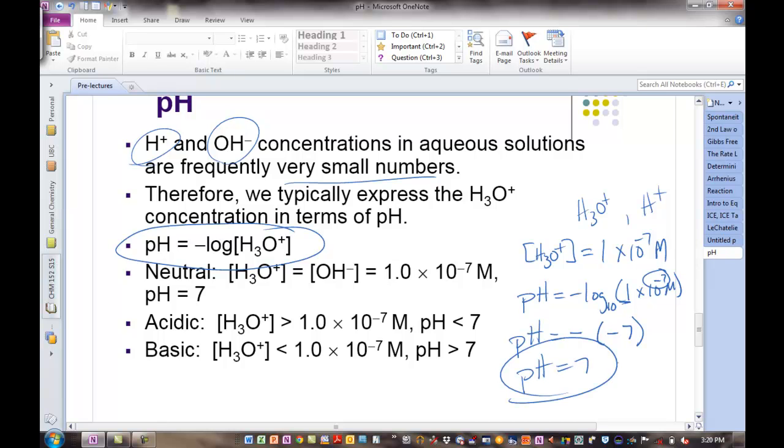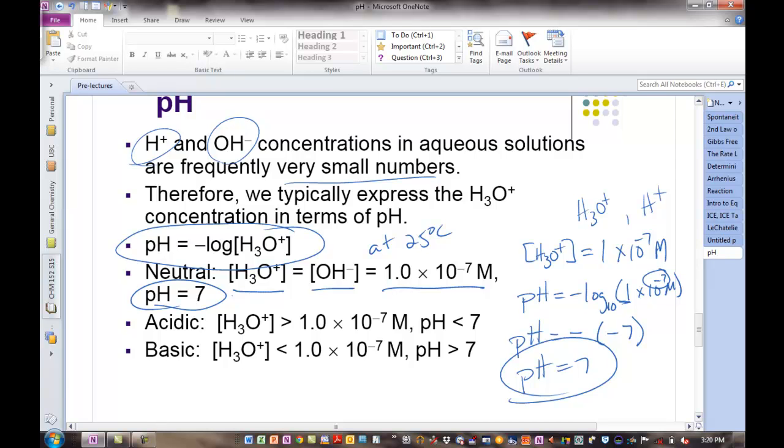And I know you've seen that number before. That is a neutral pH. When H3O+, again at 25 Celsius, equals OH-, that's neutral. So at any time, even if we're at a different temperature, if H3O+ equals hydroxide, the solution is neutral. Those concentrations at 25 Celsius happen to be 1 times 10 to the negative 7th molar. And when we take the pH, pH is 7. That's a neutral pH. Okay?